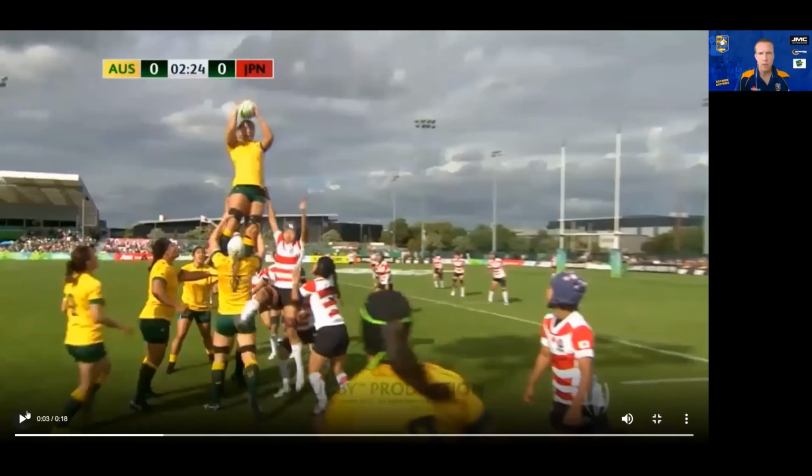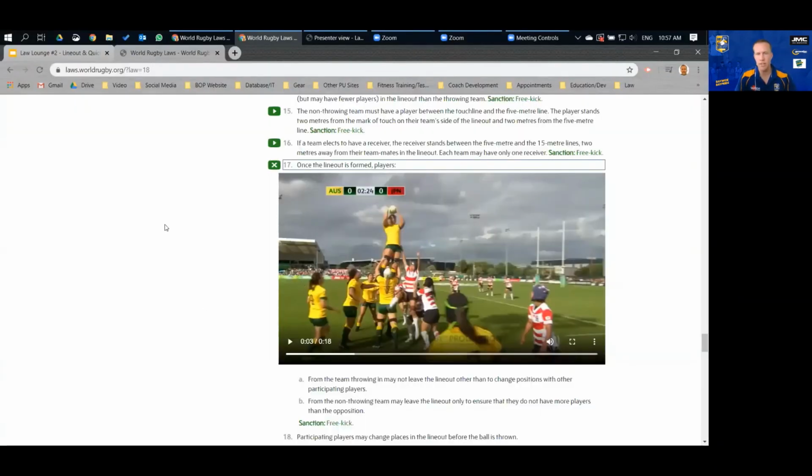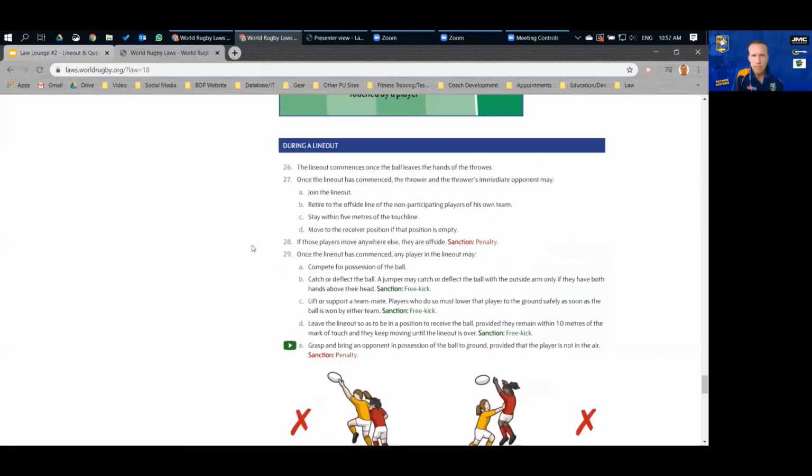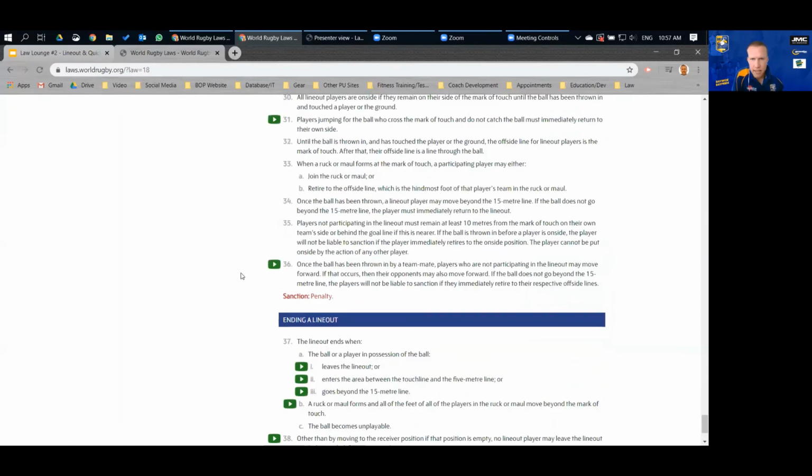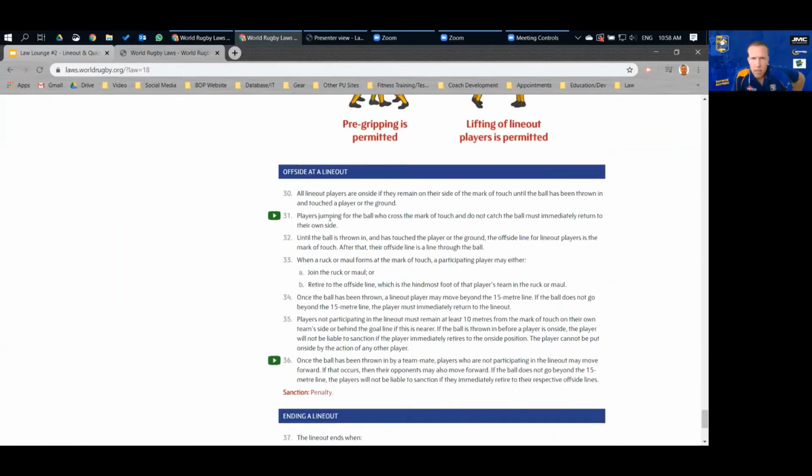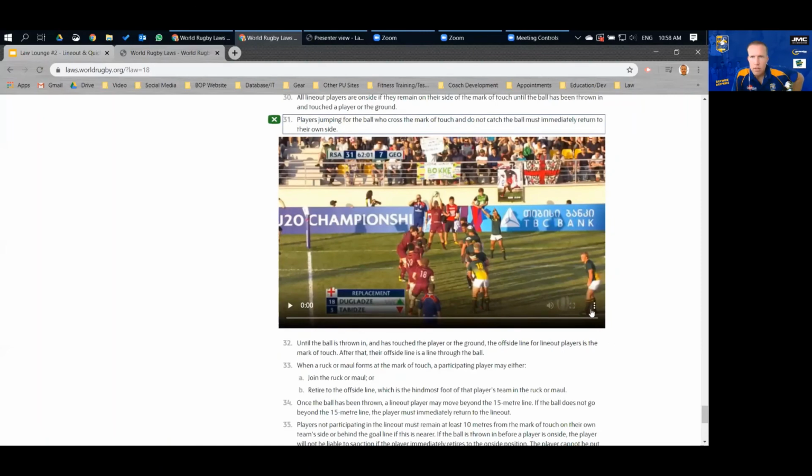Again, it's probably just one thing to manage, and that's the whole receiver issue. Probably the two big things are the receiver issue: is there a receiver, who are they, and if there's no receiver, who can go there? And the other one is the offsides. That's about having players not running past. Just managing the offsides of the players in the line out.